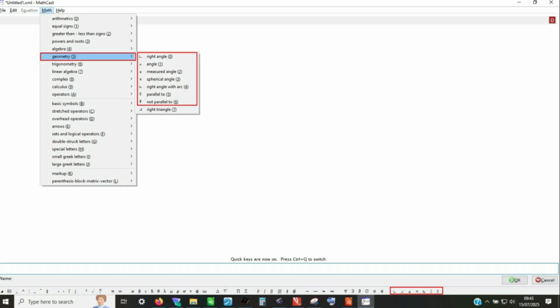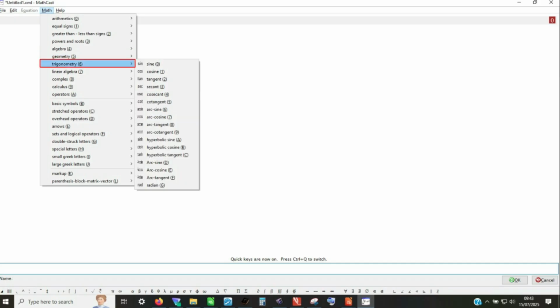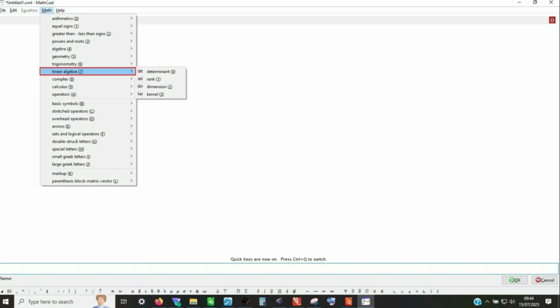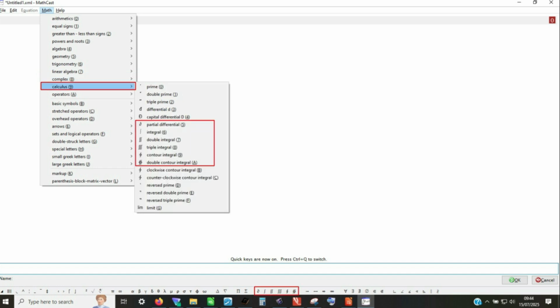Geometry, again: right angle, angle, measured angle. Again, those are options on the bottom right. Trigonometry: sine, cosine, tangent, etc. All those options are there. Then you've got linear algebra, determinant, etc. Complex numbers: conjugate, real part, imaginary. Then you've got calculus: partial differential, integral, etc., etc.